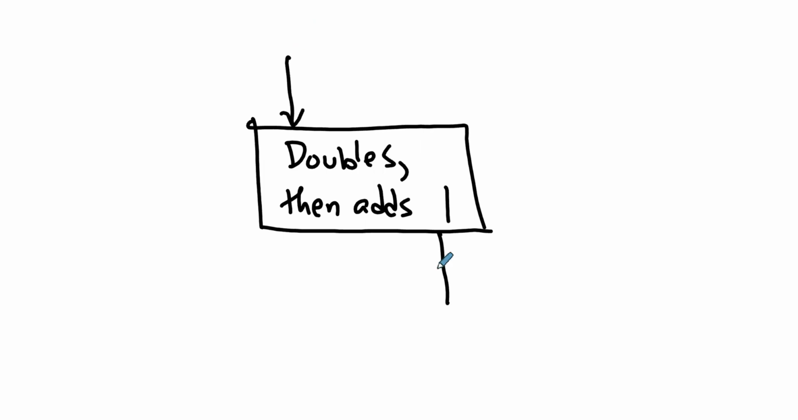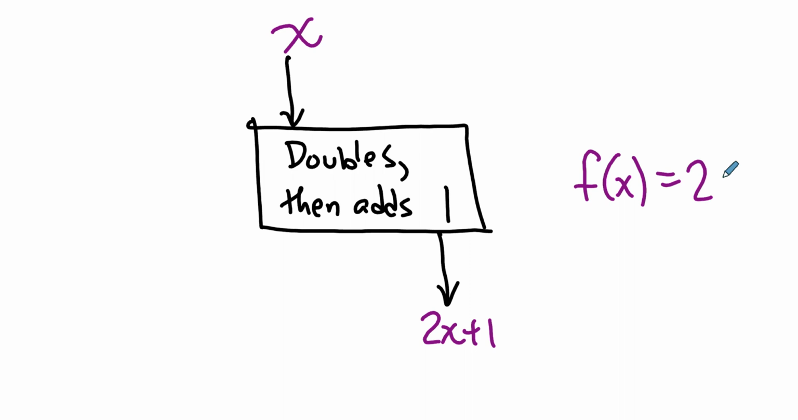If 7 goes into the machine, then double, add 1, 15 comes out of the machine, and probably more importantly, if x goes into the machine, then 2x plus 1 comes out of the machine. We would write this function as f of x equals 2x plus 1. These parentheses do not indicate multiplication. It is a function notation. f of x equals 2x plus 1.